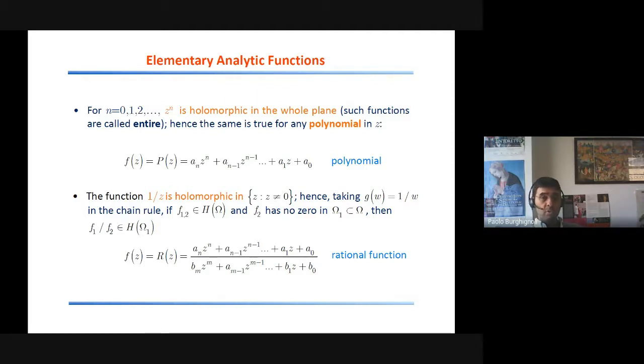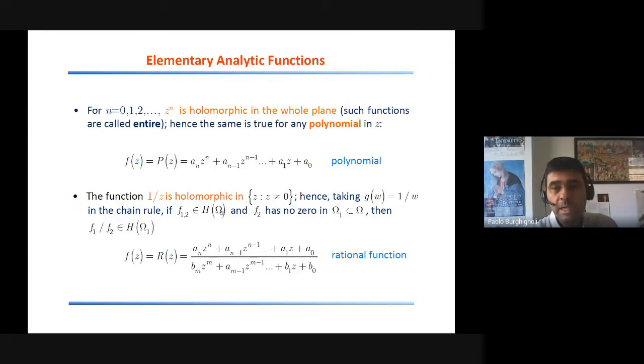Also, the rational function 1 over z is holomorphic. However, you should exclude the origin, of course, where this function is not defined. So if you take as the composing function g in the previous slide the function g of w, which is equal to 1 over w, in the chain rule, and if you consider any arbitrary holomorphic functions f1, f2, and again, if f2 has no zero in omega 1, then you will see easily that the ratio of those two holomorphic functions, f1 divided by f2, is holomorphic in omega 1.